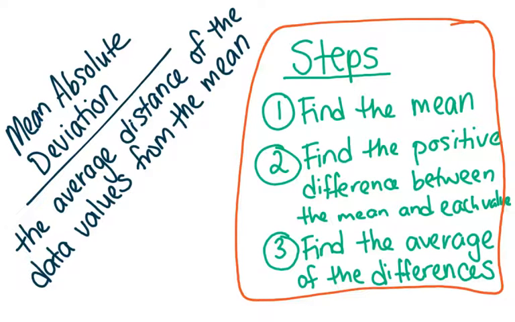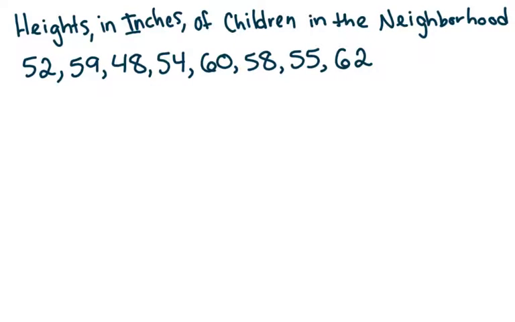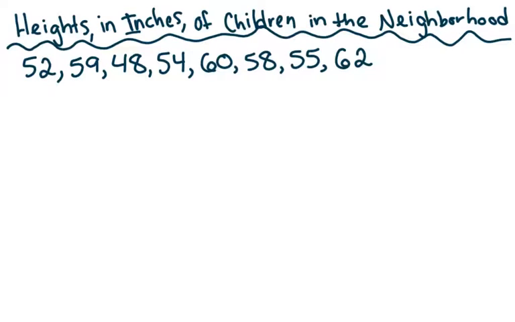None of those steps are hard, they just take a lot of effort. I highly encourage that you use a calculator to simplify the process. So here's our data set. Our data set is the height in inches of children in a neighborhood. We have 52, 59, 48, 54, 60, 58, 55, and 62 inches.